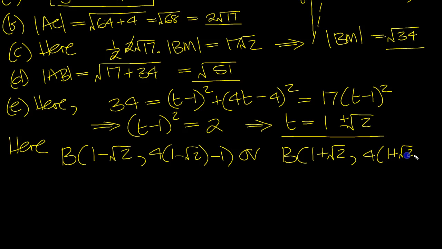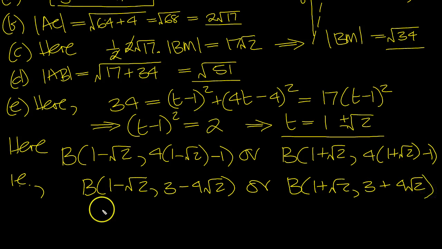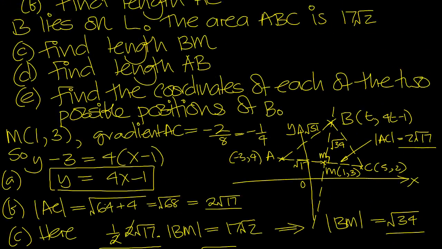So B is 1 minus root 2, and 4 minus 1 is 3 minus 4 root 2. Or B is 1 plus root 2, and 4 minus 1 is 3 plus 4 root 2. And there's our possible two coordinates for the point B.